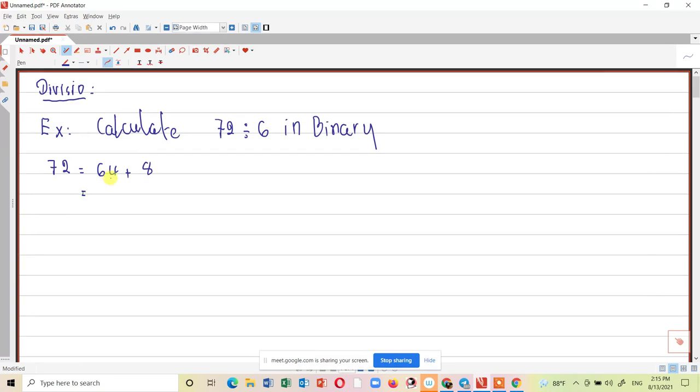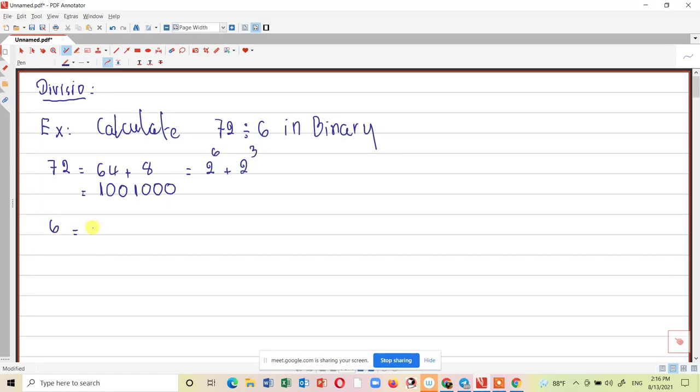64 plus 8, and 64 is 2 power 6, 2 power 5, 2 power 4, 2 power 3, 2 power 2, 2 power 1, and 2 power 0. Because this is only 2 power 6 plus 2 power 3. This is the value: if we have decimal 72, the binary is 1001000.